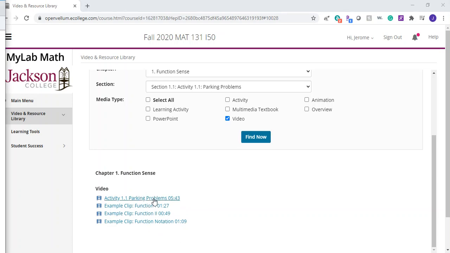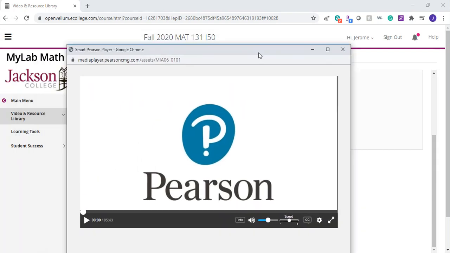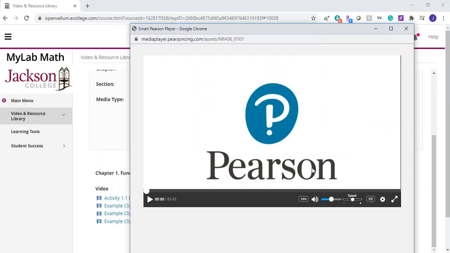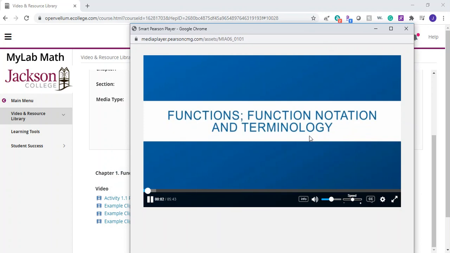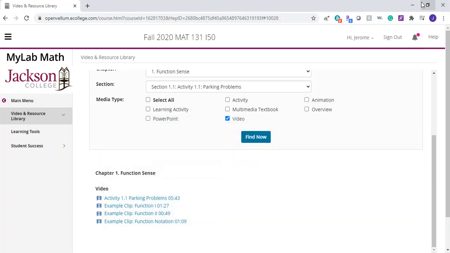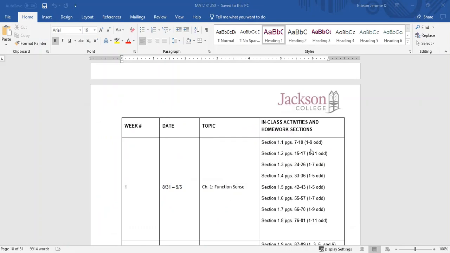So if you play this, let me move this over here. When you click on it, this video would appear. You press play. Functions. Function notation. It will go over the particular activity. Now, what you are supposed to do, you're supposed to watch these videos and take notes before you come to class.